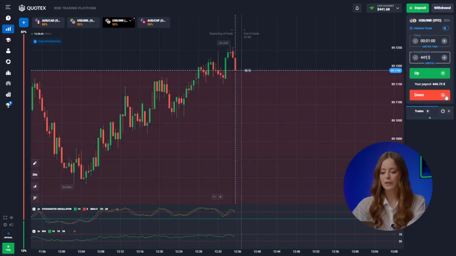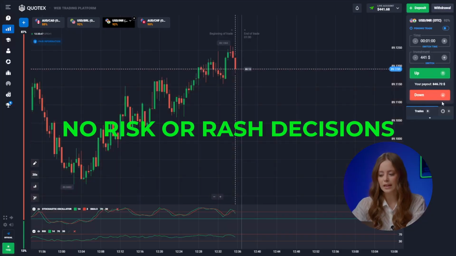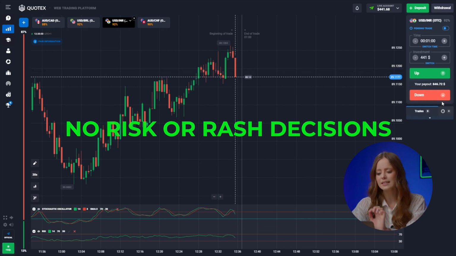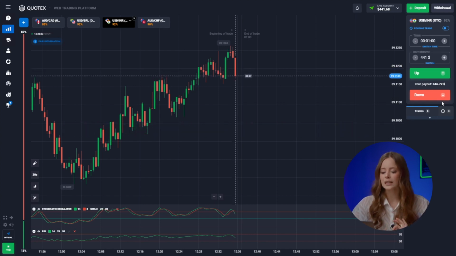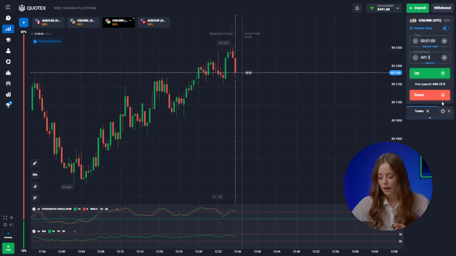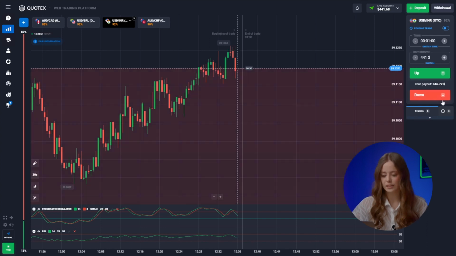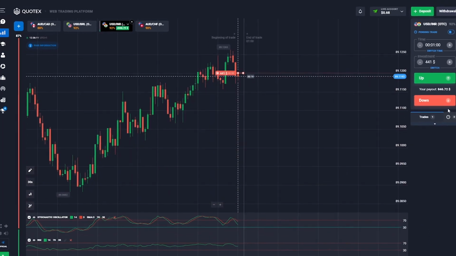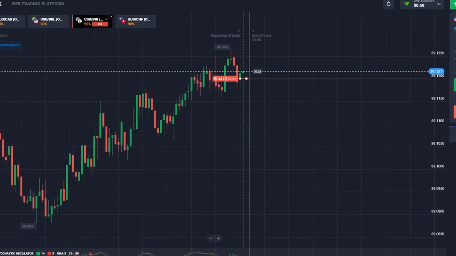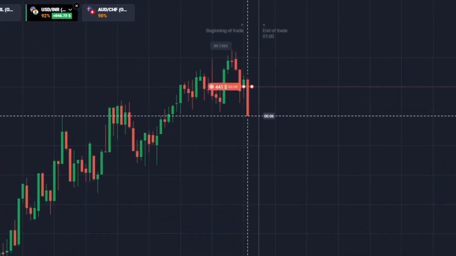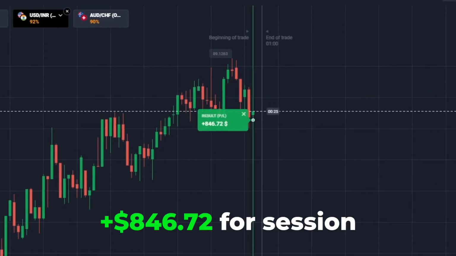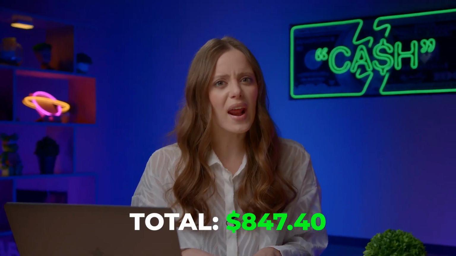Let's move on. All members of my Telegram channel know no risk or rash decisions, only high-quality technical analysis can lead us to success. Let's take a closer look at what's happening. From our historical high, a new downward trend has started and we're following it, clicking down. Well done! We made 847 bucks. Where else could you make over 500 bucks in just 10 minutes? Moreover, absolutely legally and online, sitting at home with just a laptop.